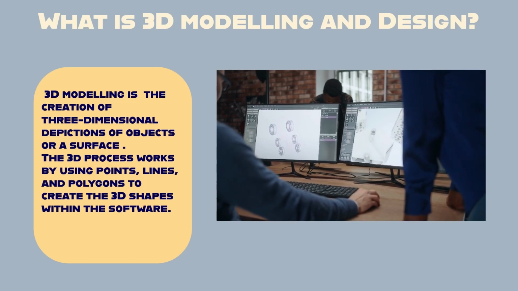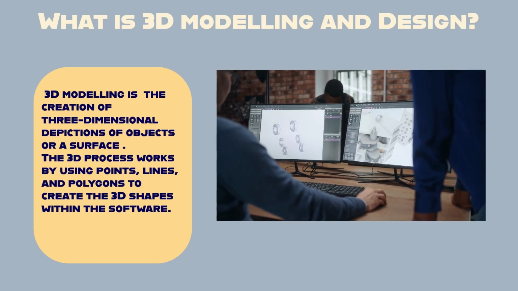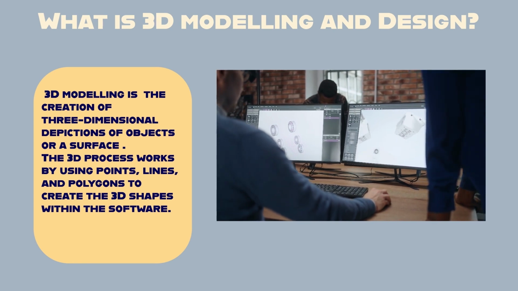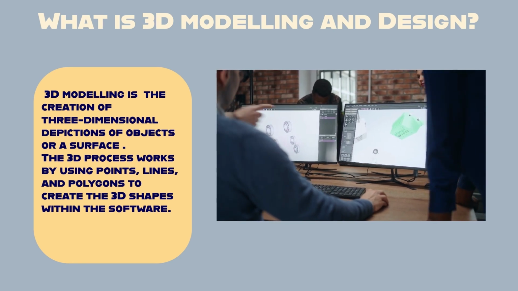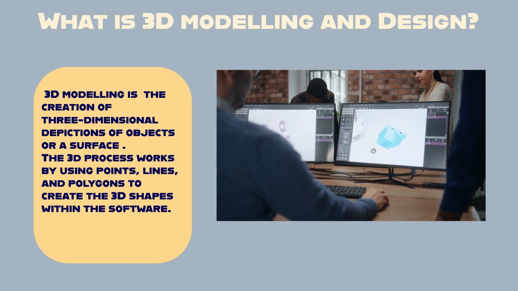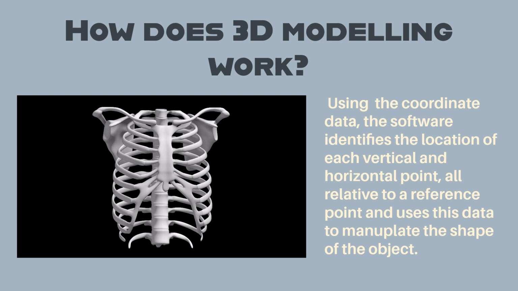What is 3D modeling and design? To sum it up, it is the process of creating a three-dimensional object using mathematics and points to mimic shapes and objects. It is used by professionals and organizations to communicate ideas, teach ideas, and to formulate plans.